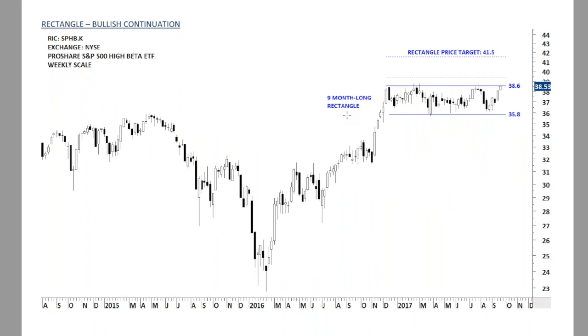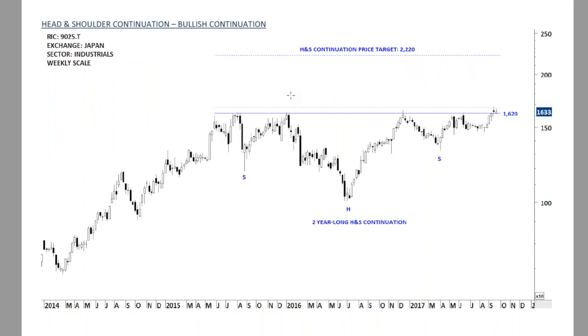I don't know what implications it might have, but it's an interesting ETF, the ProShares S&P 500 High Beta ETF, forming a 9-month-long rectangle with the upper boundary at 38.6, price target 41.5. The upper boundary was tested several times, and now this week another attempt to breach the upper boundary.